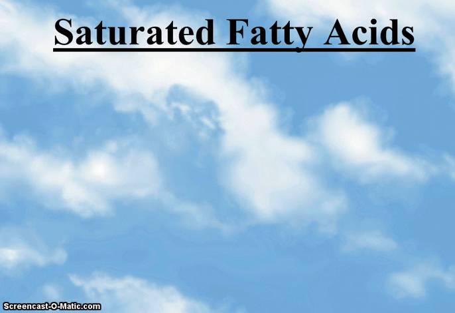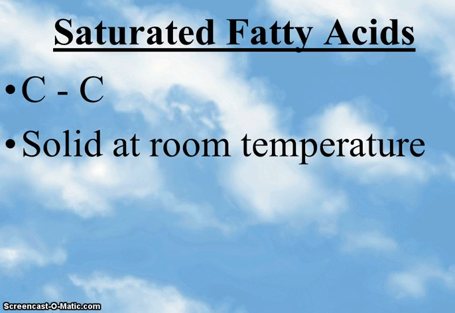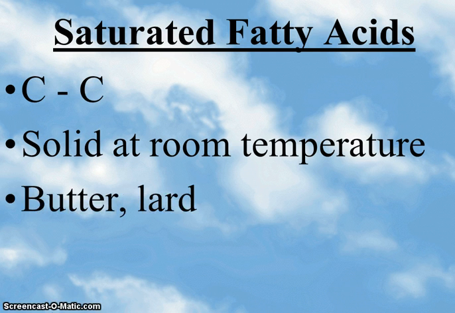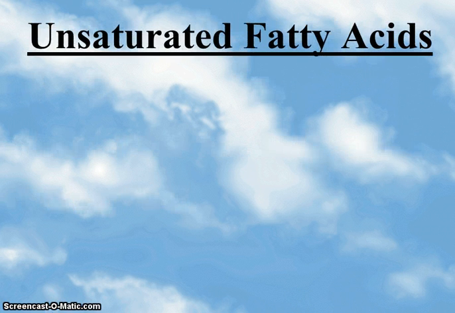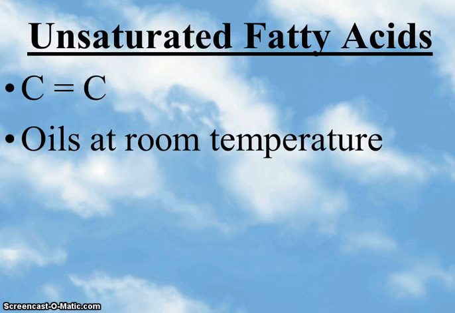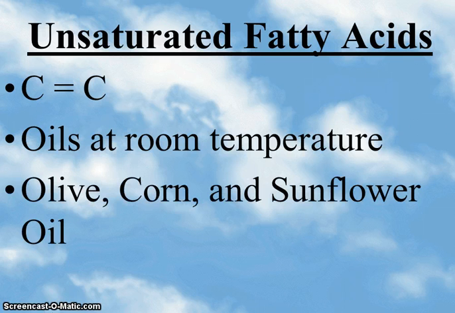When we look at saturated fatty acids, again, we're going to see single bonded carbons throughout the hydrocarbon chain. Saturated fatty acids tend to be solids at room temperature, and some examples are butter and lard. Unsaturated fatty acids are going to have double bonds somewhere along their hydrocarbon chain. They tend to be liquids at room temperature. So oils are unsaturated fatty acids. Olive oil, corn oil, and sunflower oil are all examples.